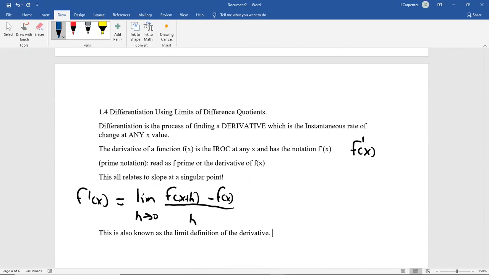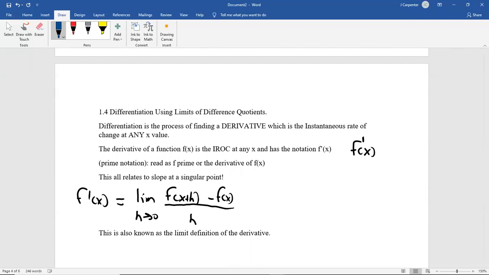Derivatives are slope. Instantaneous rate of change is slope. F prime of x is slope. This all relates to how a function is changing. Calculus is the study of change. Unless you're a dentist and then it's the study of the gunk between your teeth. But for us, calculus is the study of change.